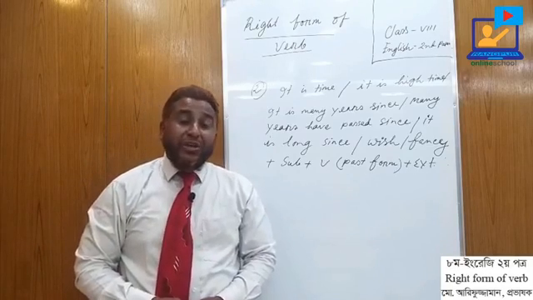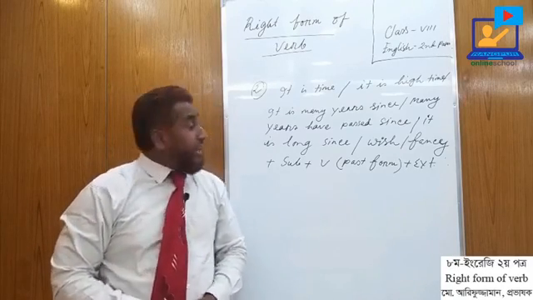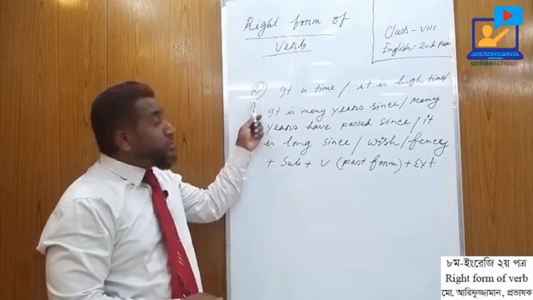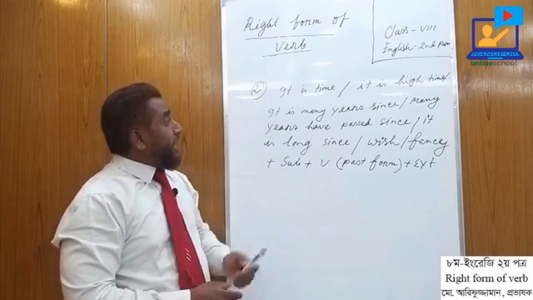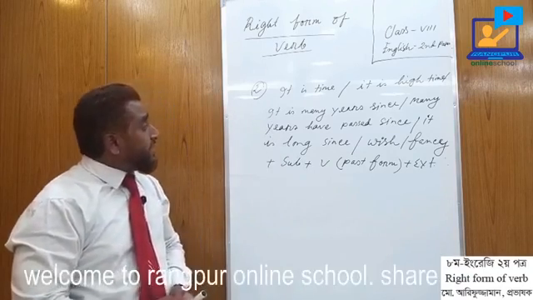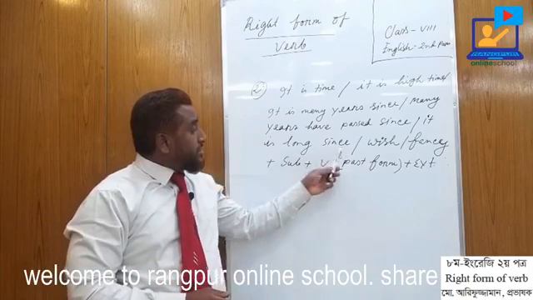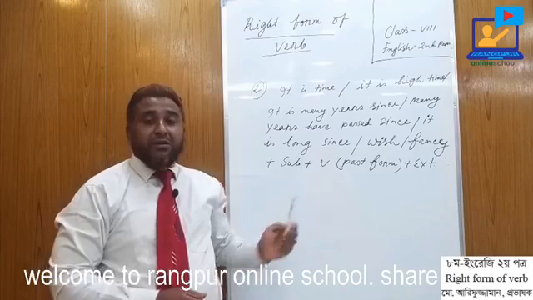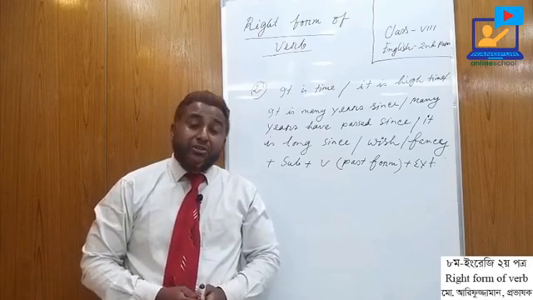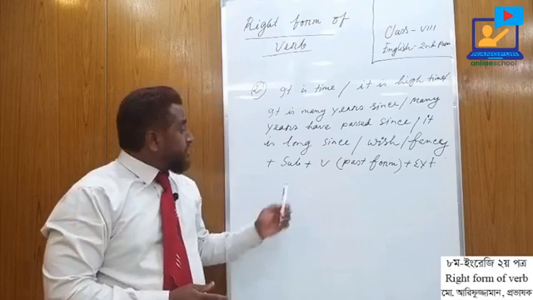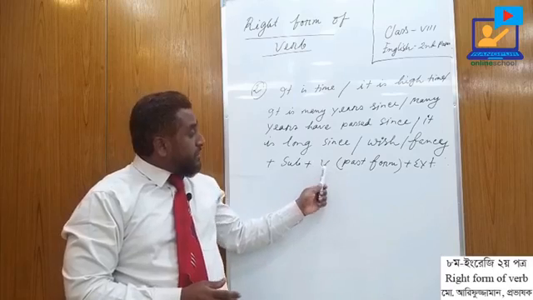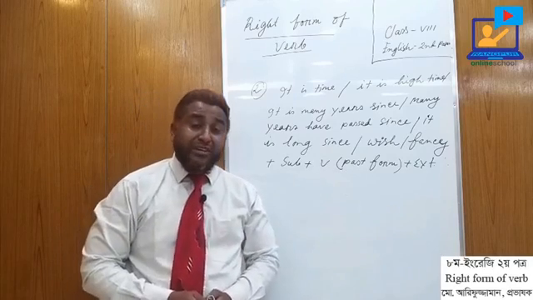Dear learners, we can learn right form of verbs in another way also. Rule 2. It is time, it is high time, it is many years since, many years have passed since, it is long since, wish, fancy. These are the indications of past tense. After the subject, we can use the verb in past form, then extensions.